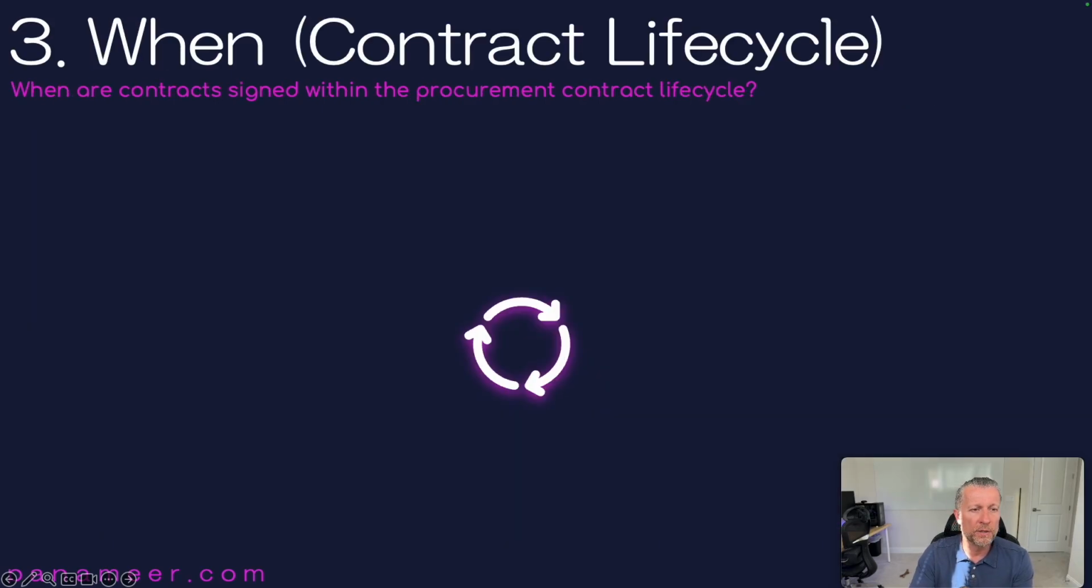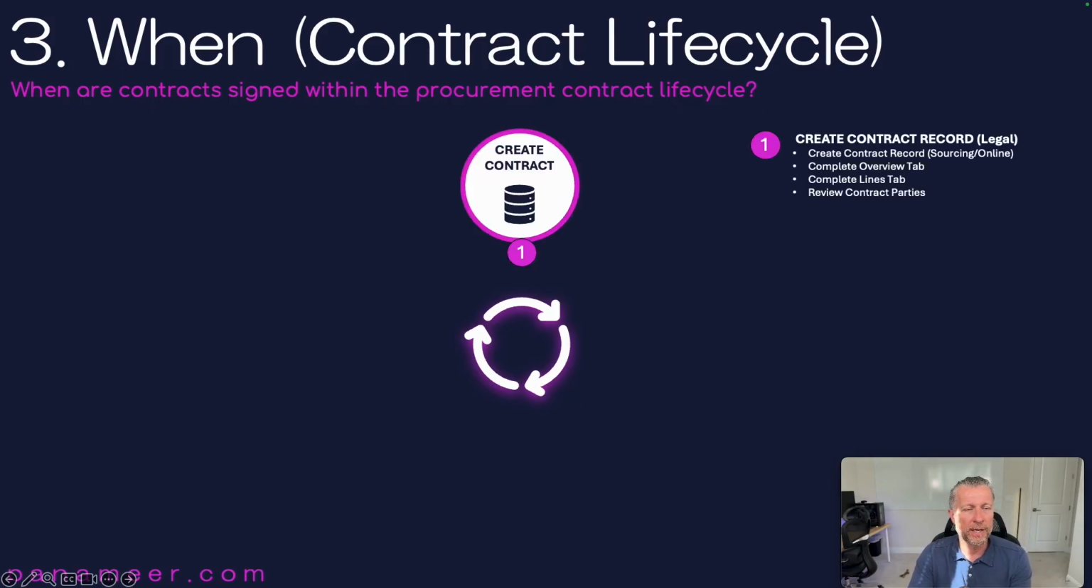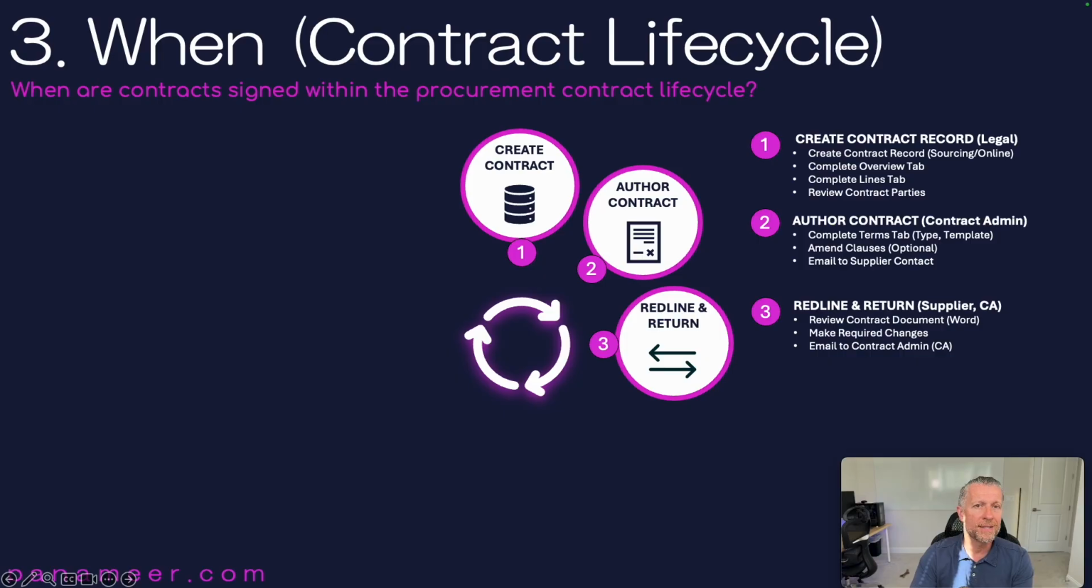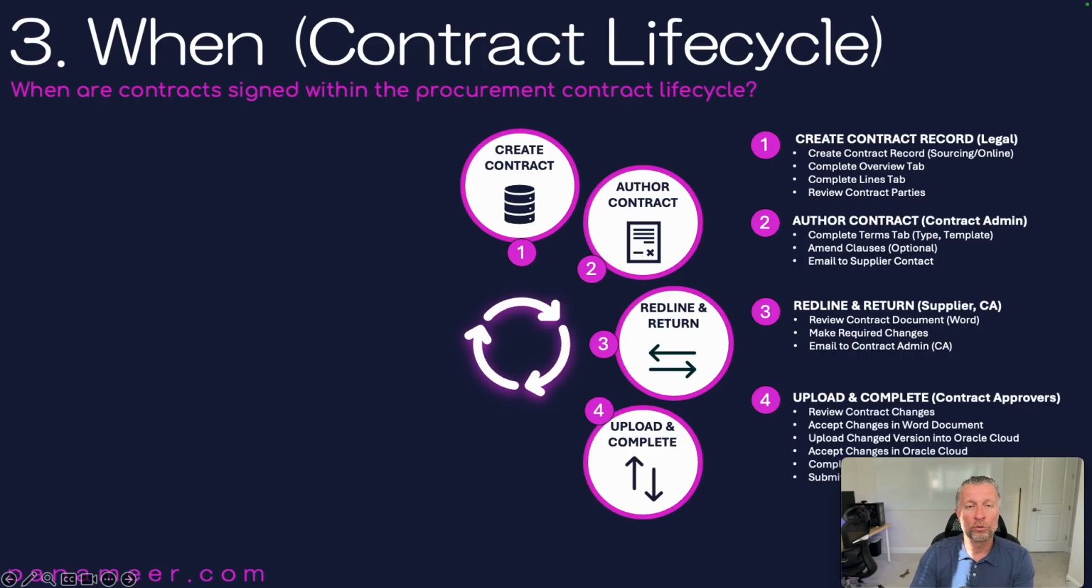Okay, slide 3. When are contracts signed within the procurement contract lifecycle? So let's take a look at that lifecycle. First, we're going to create a contract. Whether that's coming from a sourcing event or an online creation of a contract, the record is created first. Then the contract is authored, like we talked about a second ago. Then the contract admin sends it over to the supplier, who redlines that document and returns it to the contract admin, who looks at it and uploads it back into Oracle Cloud.